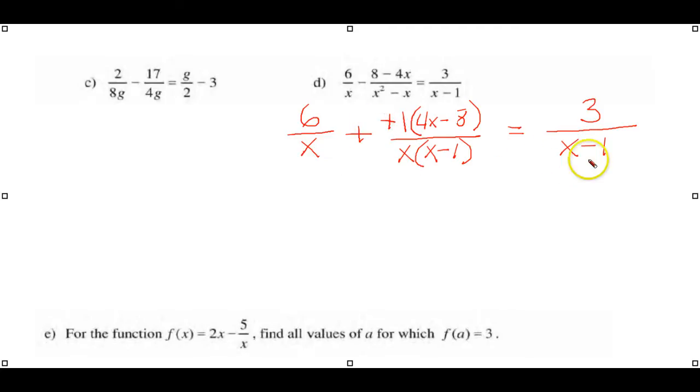Now, as we see this, what is our common denominator? Well, it happens to be this. So I'm going to multiply every term, there's 3 terms, by this. So I have x times x minus 1. Multiply this one by x times x minus 1, and this by x times x minus 1.